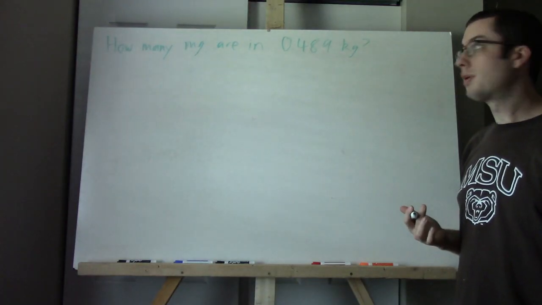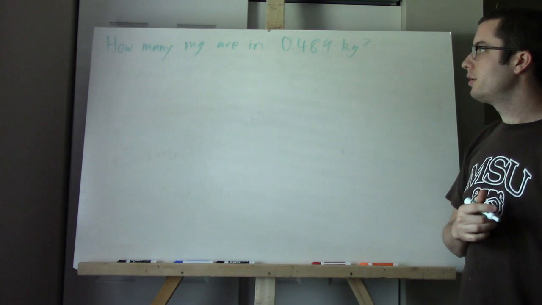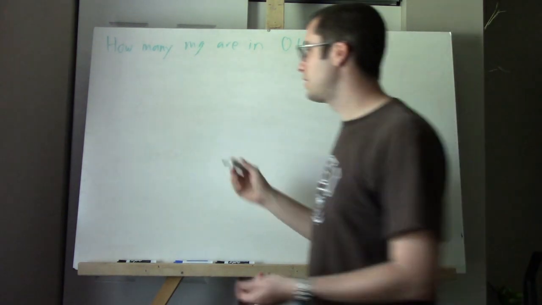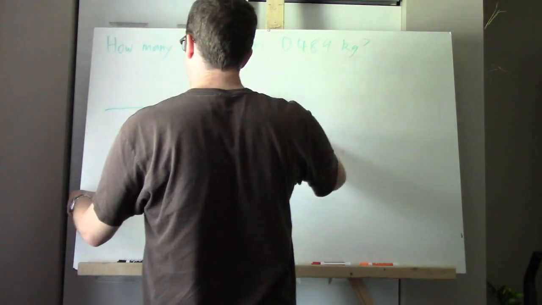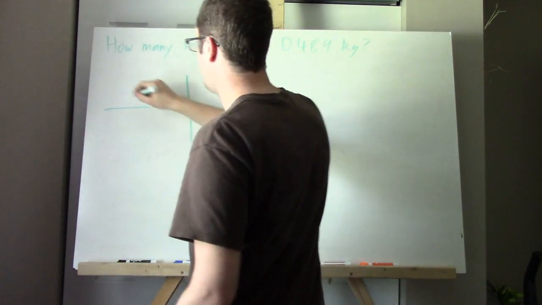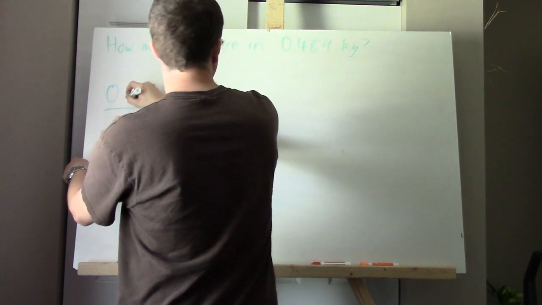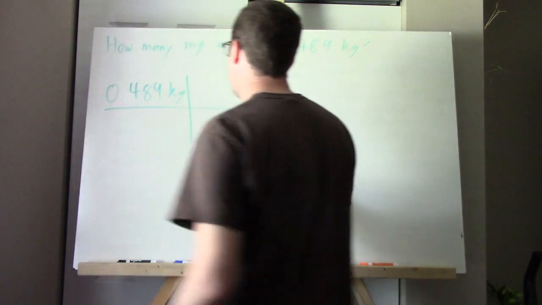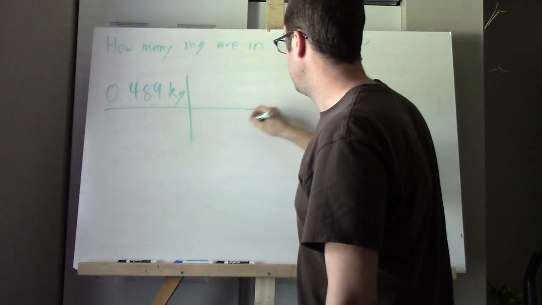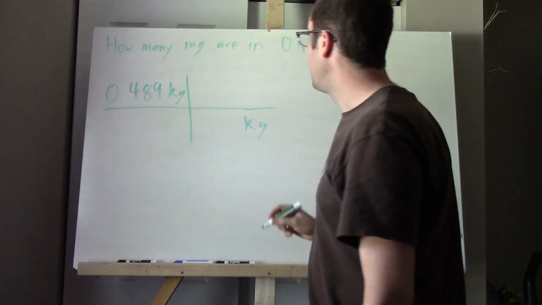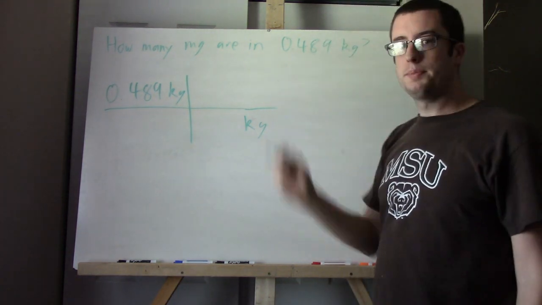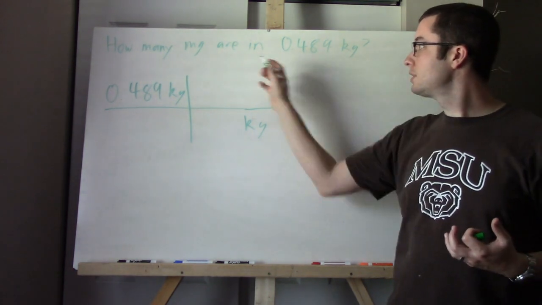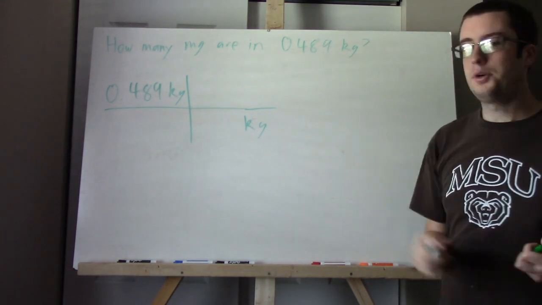Okay, so for the next problem, we want to look at how many milligrams are in 0.489 kilograms. So again, we're going to start by setting up the train tracks. Putting our given, which is 0.489 kilograms. We'll automatically move kilograms down bottom. Now, we're trying to get between kilograms and milligrams. So these are both metric units because they both deal with grams. It's just one is kilo and one is milli.